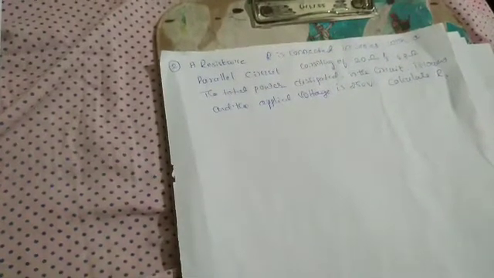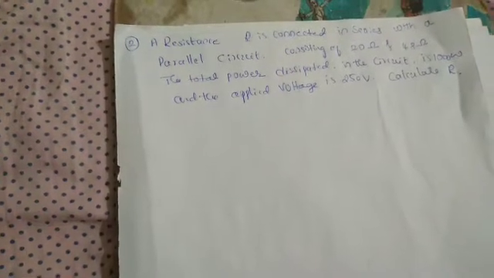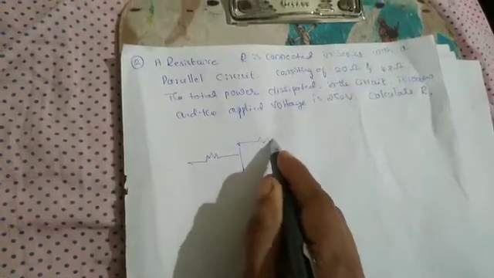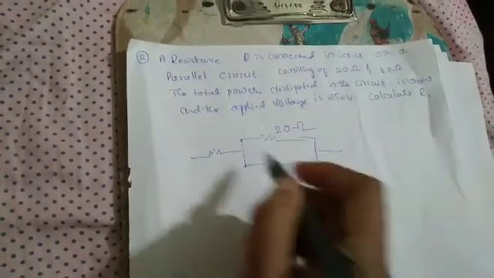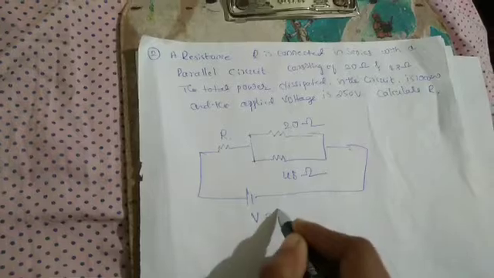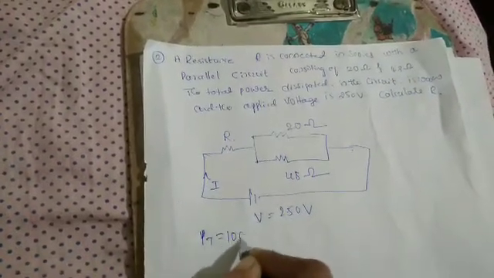Then the second problem: a resistance R is connected in series with a parallel circuit consisting of 20 and 48 ohm. The total power dissipated in the circuit is 1000 watts and the applied voltage is 250 volts. Calculate R. Here the resistance R is connected in series with the parallel circuit of 20 ohm and 48 ohm, across the voltage source of 250 volts. The total power dissipated PT is equal to 1000 watts.